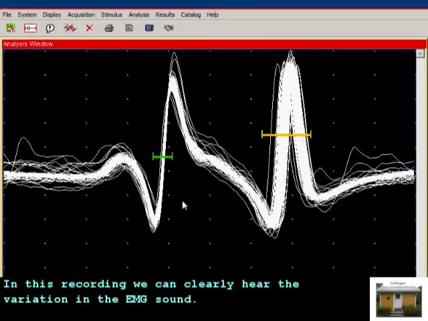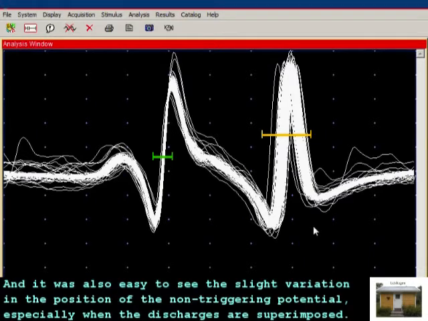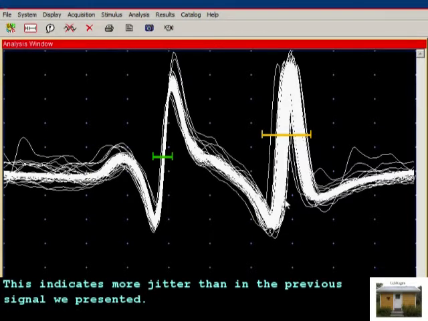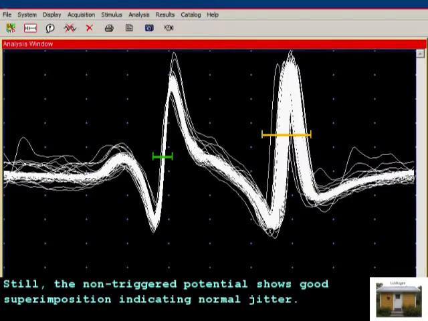In this recording, we can clearly hear the variation in the EMG sound, and it was also easy to see the slight variation in the position of the non-triggering potential, especially when the discharges are superimposed. This indicates more jitter than in the first signal we presented. Still, the non-triggered potential shows good superimposition, indicating normal jitter.